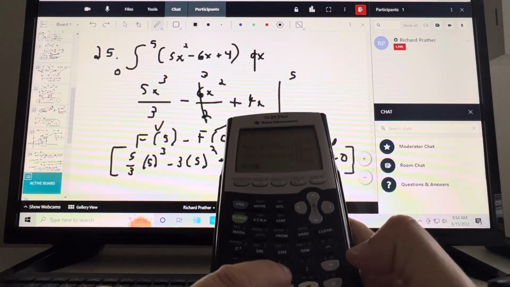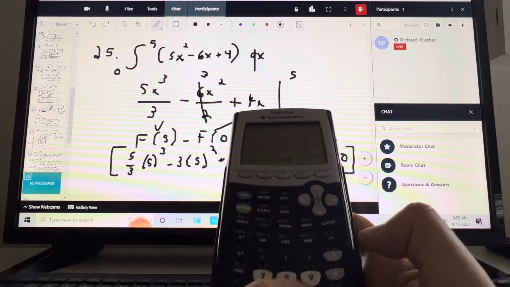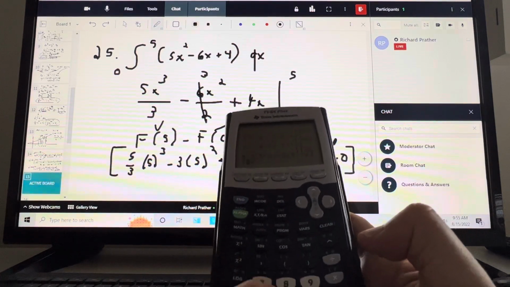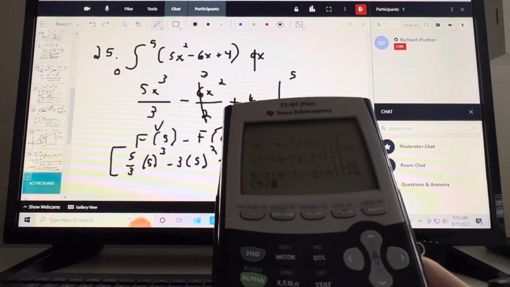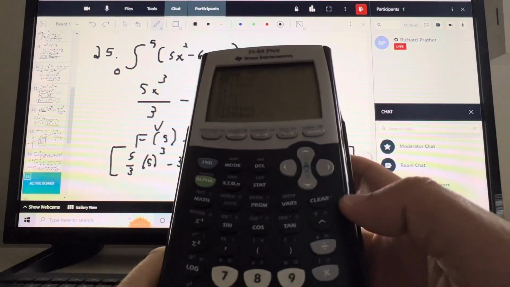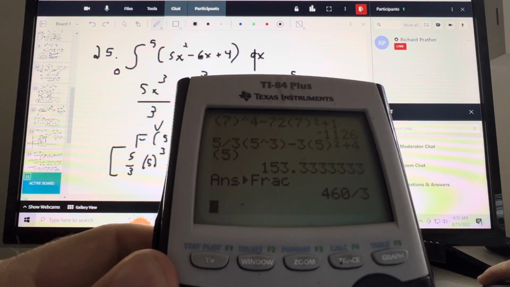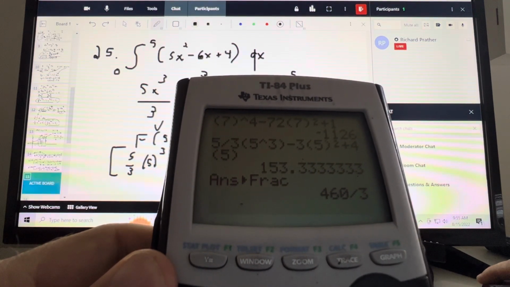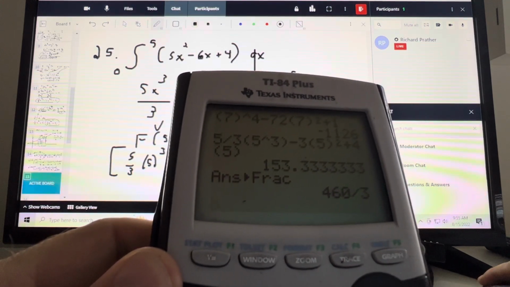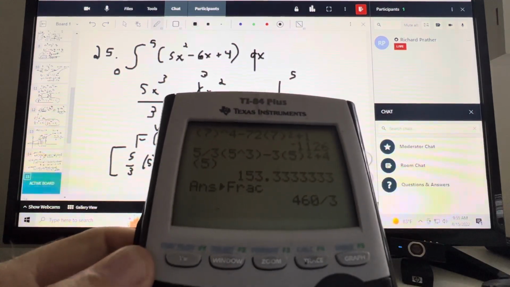So 5/3 times 5 cubed minus 3 times 5 squared plus 4 times 5. And they usually don't like decimal answers, so math, enter, enter. There's 460 over 3. Technically minus 0, but that's going to be the same answer. So 153.3 is the approximation.